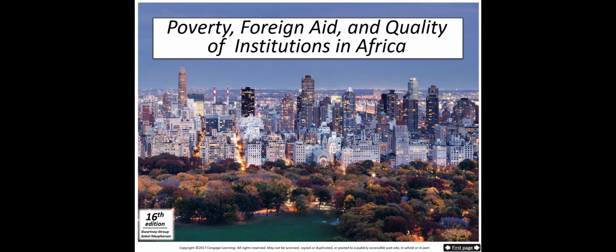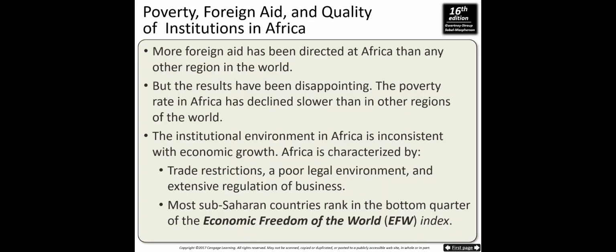And next, let's talk about poverty, foreign aid, and quality of institutions in Africa. More foreign aid has been directed at Africa than any other region in the world, but the results have been disappointing. The poverty rate in Africa has declined slower than in other regions of the world. The institutional environment in Africa is inconsistent with economic growth. So Africa is characterized by trade restrictions, a poor legal environment, and extensive regulation of business. Most sub-Saharan countries rank in the bottom quarter of the Economic Freedom of the World index.